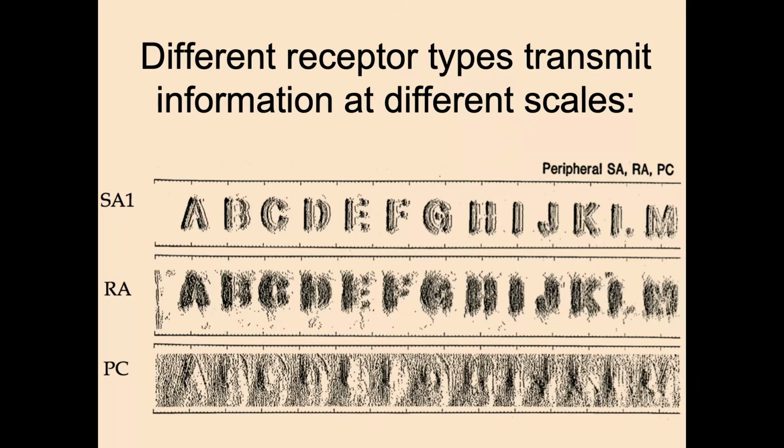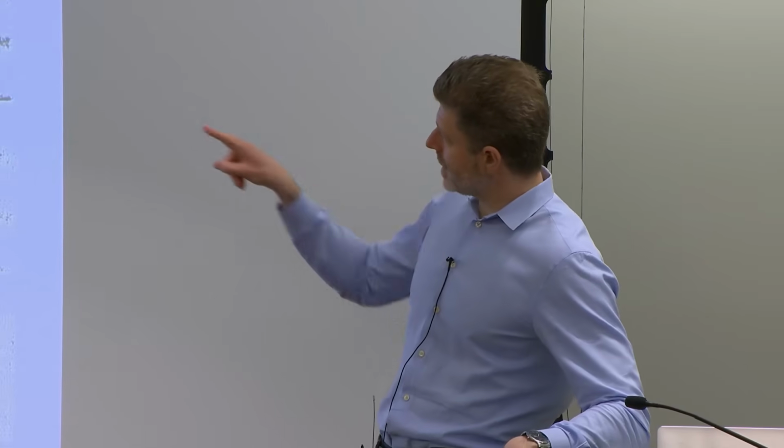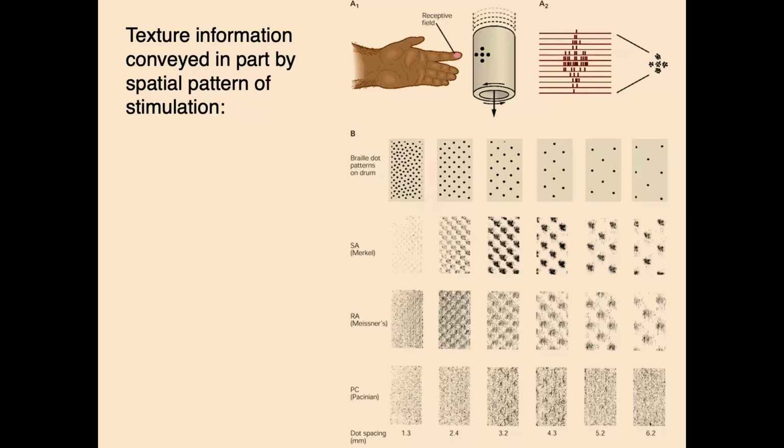So this is for letters. The main reason to use letters is that they're familiar visually to humans, so you can just glance at the picture and easily understand it. A more typical tactile stimulus would be a texture. We use our sense of touch to identify material, and a big part of that is texture. So these are different textures, like braille dot patterns on one of these drums.